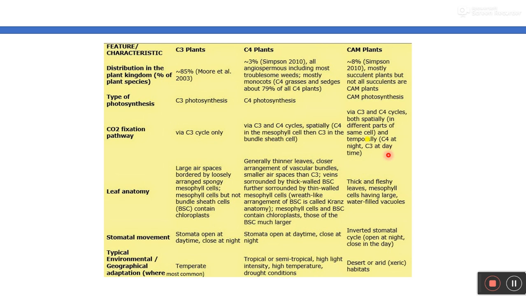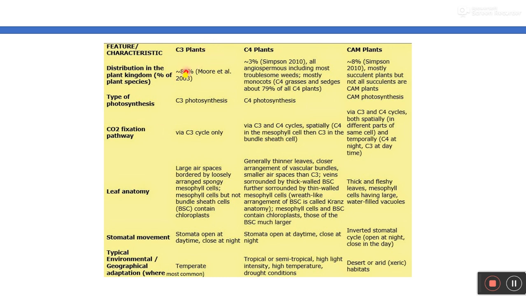So now I would like to discuss the difference in characteristics between C3 plants, C4 plants and CAM plants. On the basis of distribution in the plant kingdom, 85% of the plants are C3 plants, 3% are C4 plants and 8% are CAM plants.